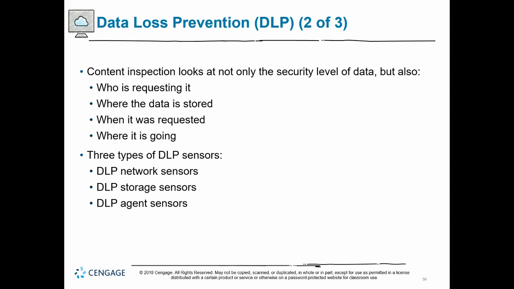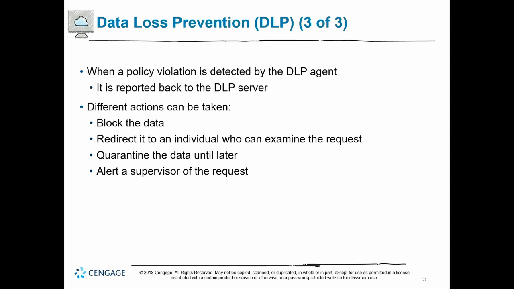And there are three types of DLP sensors: network sensors, storage sensors, and agent sensors. When a policy violation is detected by a DLP agent, it reports back to the DLP server, and it can either block the data, redirect it to an individual who can examine the request, quarantine the data until later, or alert a supervisor of the request.